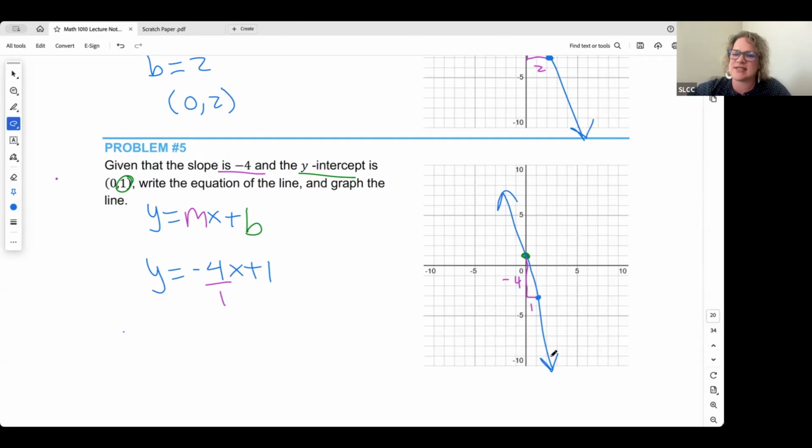And you're all pretending that this is a perfect line, okay? Down 4 over 1, down 4 over 1, and that is the graph of your line. Y equals -4x plus 1. Great job!